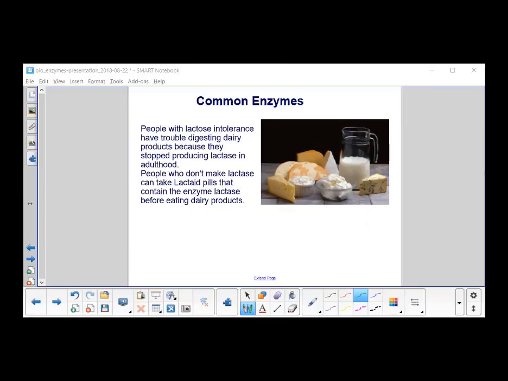Maybe you've heard before of people that are lactose intolerant. A lactose intolerance just means that that person has trouble digesting dairy products because they stop producing the enzyme lactase. People who don't make lactase can take pills known as lactase pills that contain lactase before eating dairy products to help break them down.